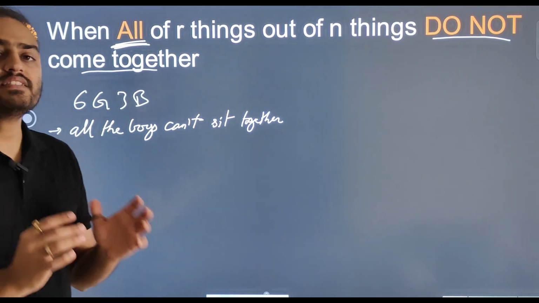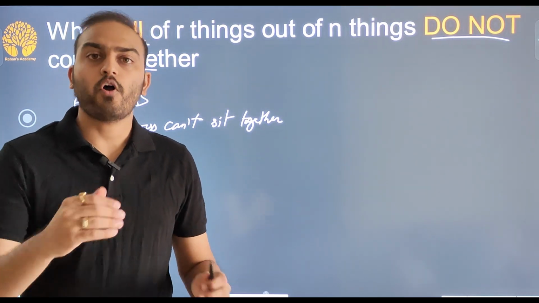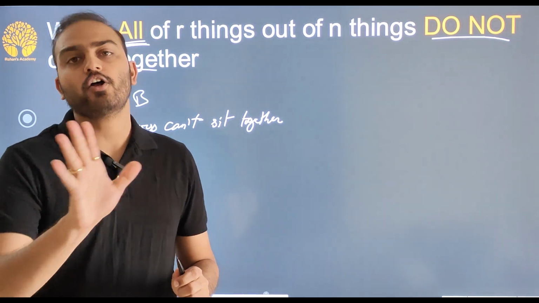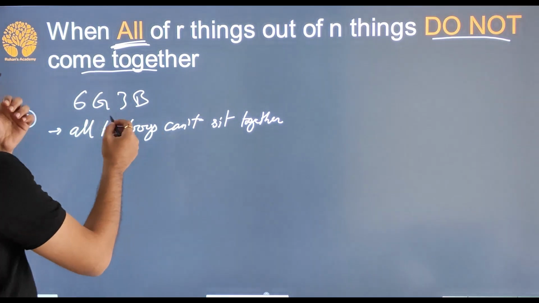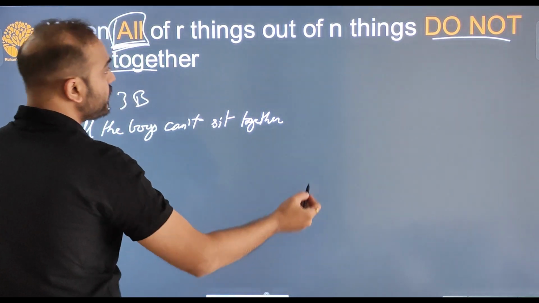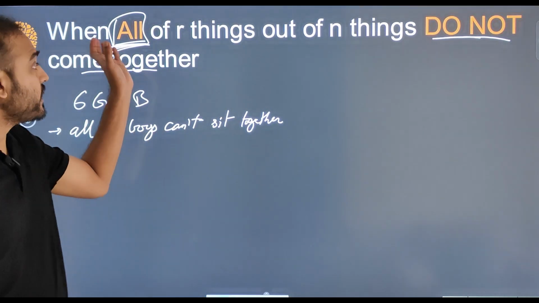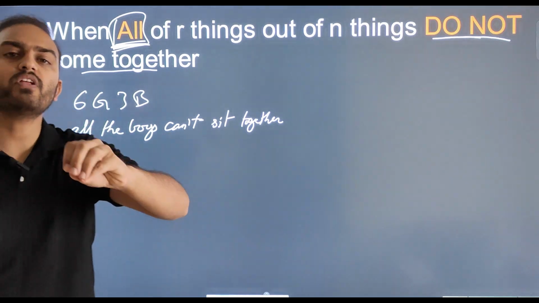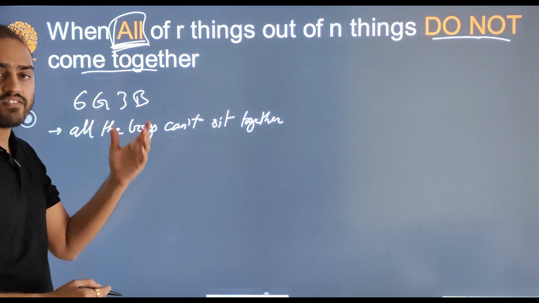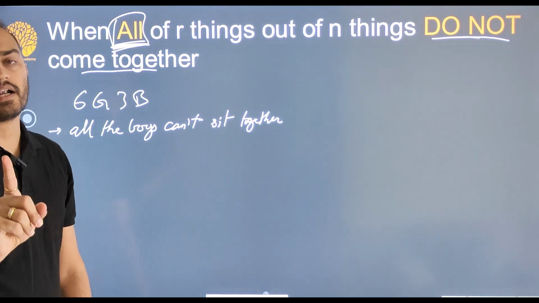So what does that tell you? 2 boys sit together, I have no problem. All of them sit separately, I have no problem. But all 3 cannot sit together. Remember, this is super important. All do not sit together. When we say all of them cannot come together, it means some of them can, no problem, but all of them cannot. Specifically in this example, 2 boys sit together, no problem, 3 can't.